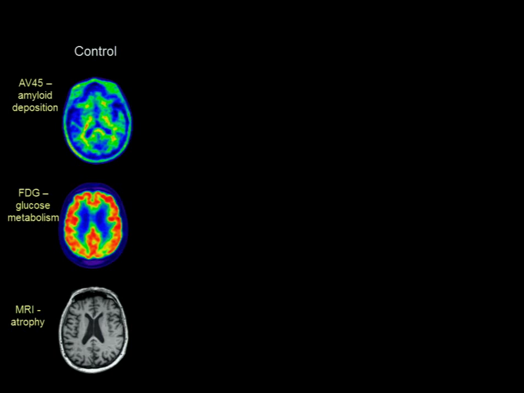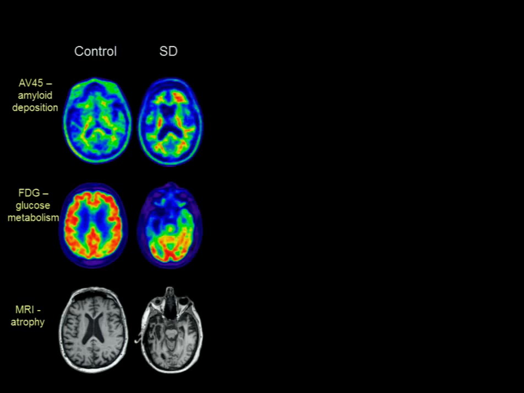But you can see here that there's no amyloid in the brain, that the brain is metabolizing very well, and the brain structure looks very normal. And here's somebody who's got semantic dementia. There's no amyloid in the brain here, because semantic dementia is usually associated with a different protein, TDP43. You can see here that there's no metabolism in that left side of the brain, and there's a lot of shrinkage on the scan in that area as well.